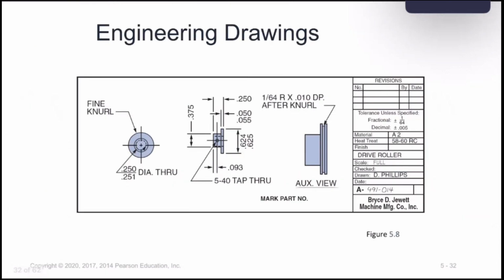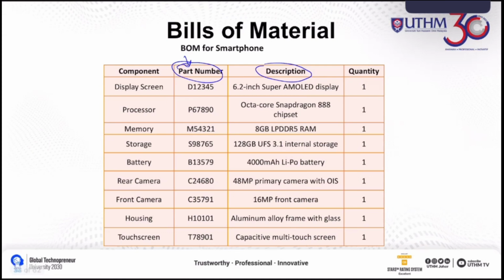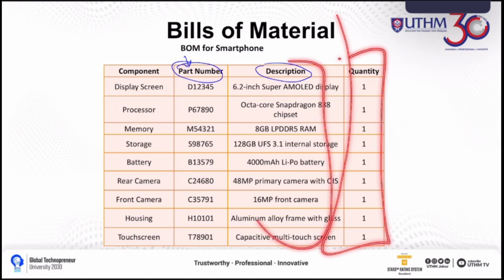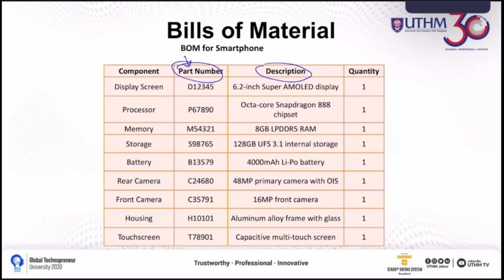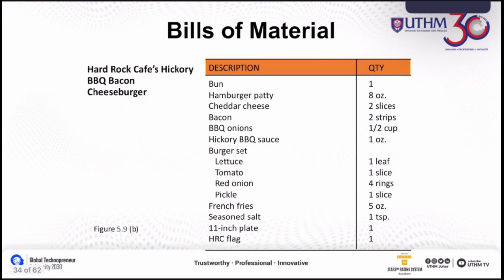Okay, so this is example of engineering drawing. You can see that they have what? They have physical structure and dimensions of the product. Okay, so for bill of material, they have a comprehensive list of all the components required to build a product. So in this example, this is like the BOM for smartphone. So what are the components needed? Okay, how many needed? And then the descriptions. Okay, so this is what BOM looks like.